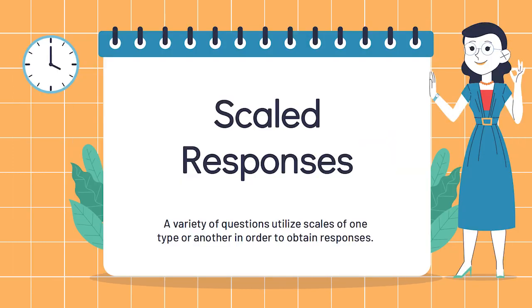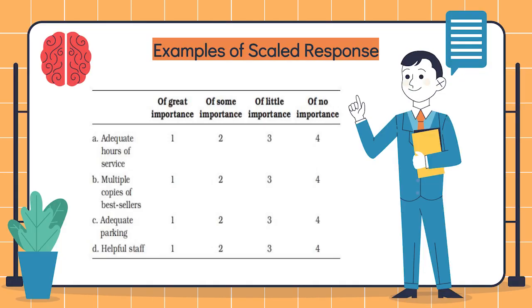Scaled responses. A variety of questions utilize scales of one type or another in order to obtain responses. One kind of scale is the rating scale. Specific rating scales, with examples, include the following. 1. An itemized rating or specific category scale. How important would each of the following items be to you in deciding to use a library? Circle one number on each line.